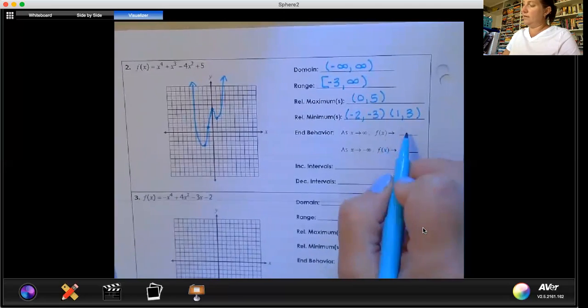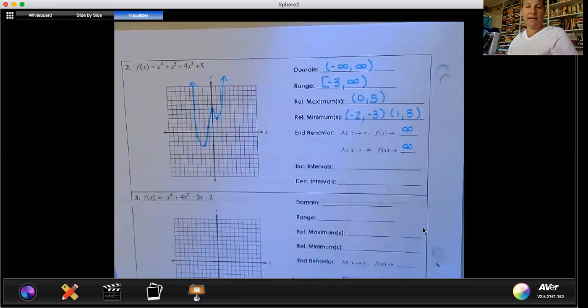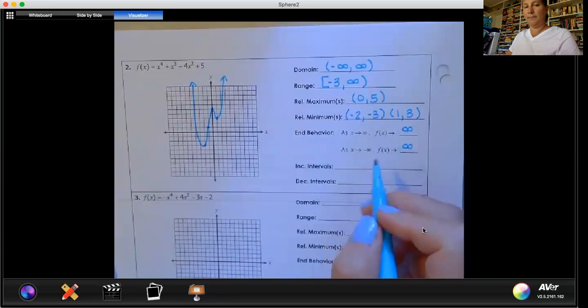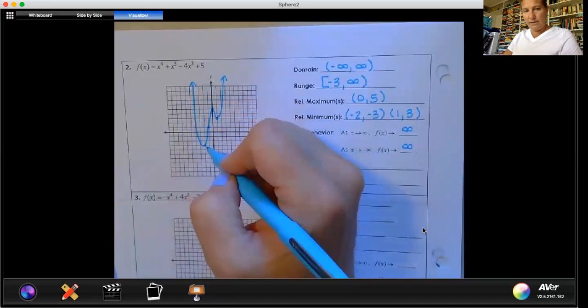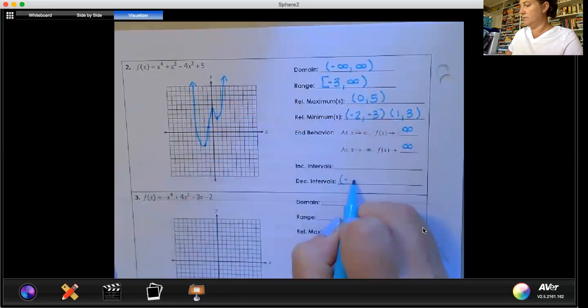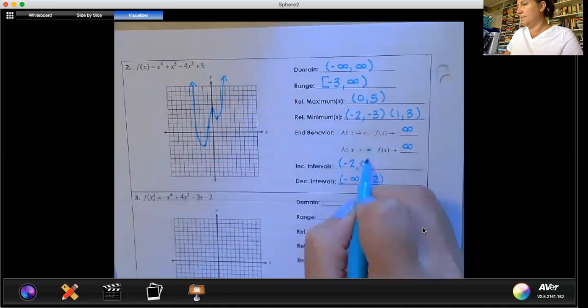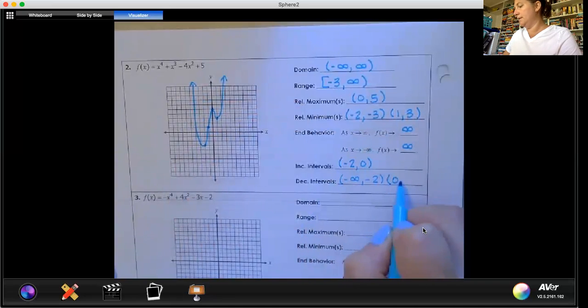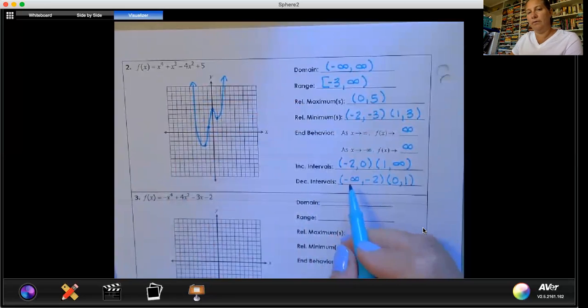As x approaches infinity, both of these go up to infinity. So as x approaches infinity and x approaches negative infinity, your graph goes up. Now, where are you increasing? Remember, read from left to right. So you're decreasing first, then you're increasing, then you're decreasing, and then you're increasing again. As you read your increasing and decreasing intervals, they should flow. So negative infinity to -2, -2 to 0, 0 to 1, and 1 to infinity.